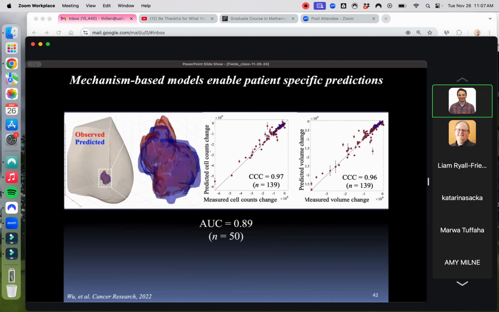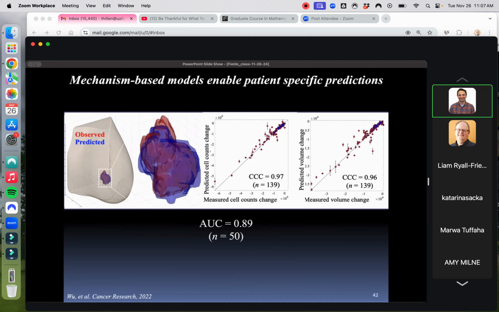There's no training data set. There's no population average that's being used here. And so now you're having this accuracy with patient-specific data. And more importantly, perhaps, you now have, at least in some sense, a mechanism-based model where you have components to it that correspond to movement of the tumor cells, their proliferation, their response to therapy, and that's all connected to the mechanics of the surrounding tissue.